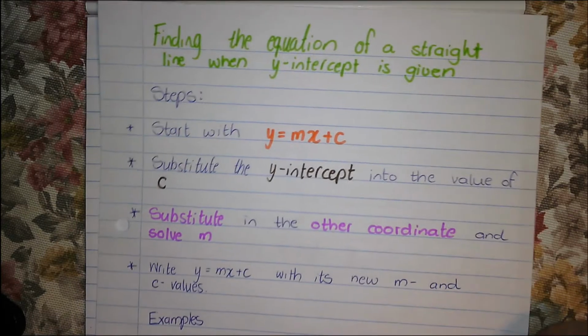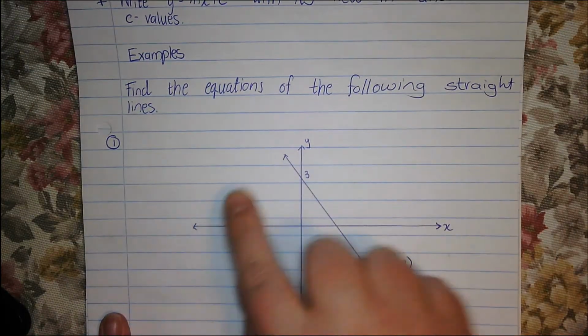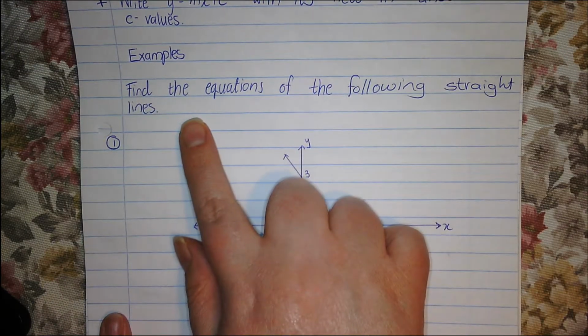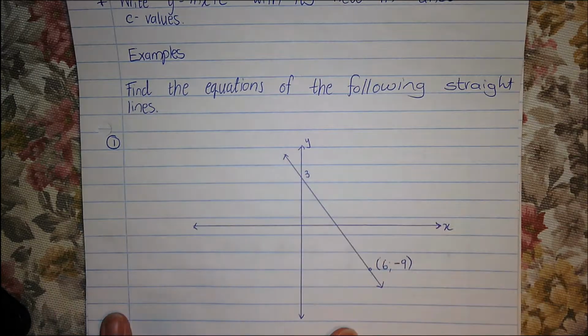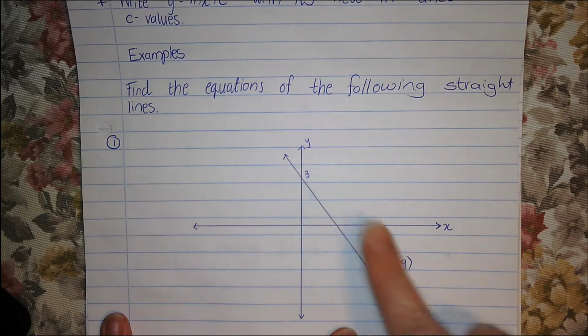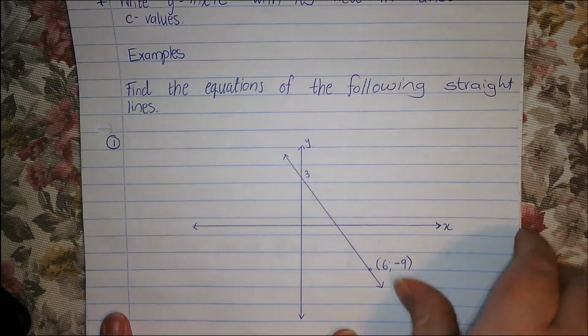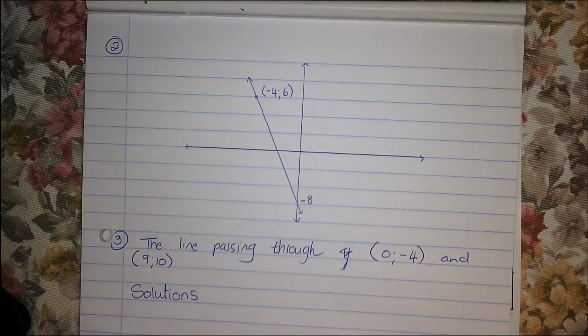Okay, so I have a few examples. We're going to find the equations of the following straight lines. The first one over here says find the equation of the following straight line, where we have the y-intercept and we have another coordinate. Okay, this line is decreasing because it's going down, so we know we're going to get a negative m value. So ignore the other two examples over there. We're going to start with our solution.